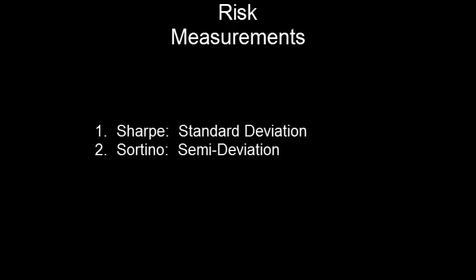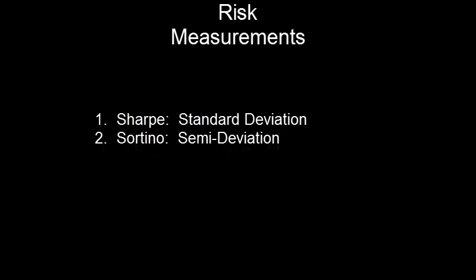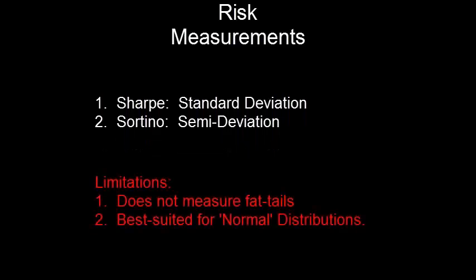In reflection of the previously mentioned Sharpe and Sortino ratios, the risk measurements are based on standard deviation and semi-deviation respectively. One of the criticisms of these risk measures is that they do not measure fat tails well and work best for normal distribution models. Financial returns are often not normally distributed.